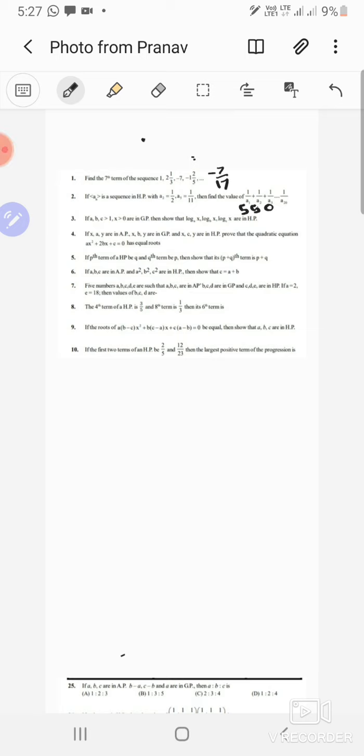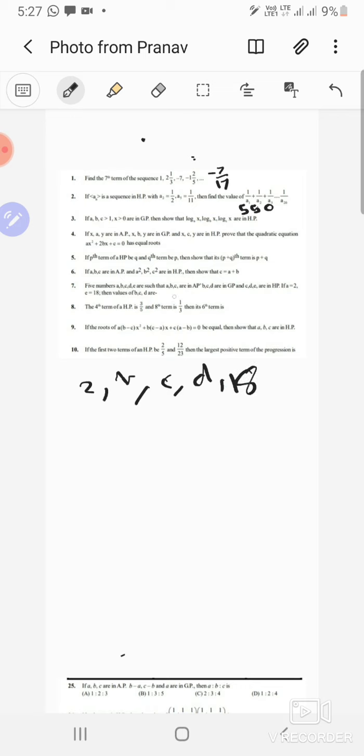Okay, so if 5 numbers a, b, c, d and e are such that a, b, c are in AP, b, c, d are in GP, and c, d, e are in HP, if a equals 2 and e equals 18, then the values of b, c and d are, oh, fine. So a is 2. So you have 2, b, and then you don't know the value of c, and then you have d, and then e is 18.